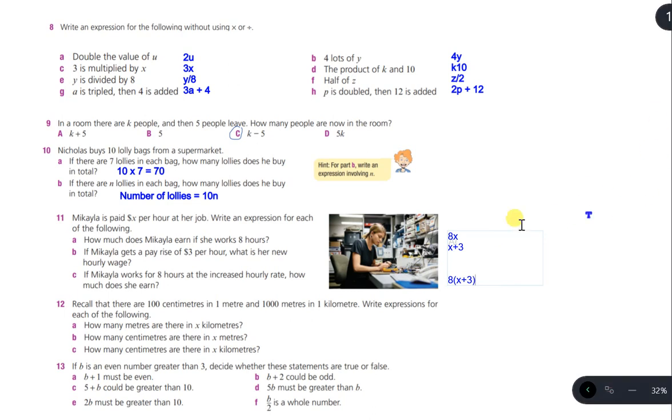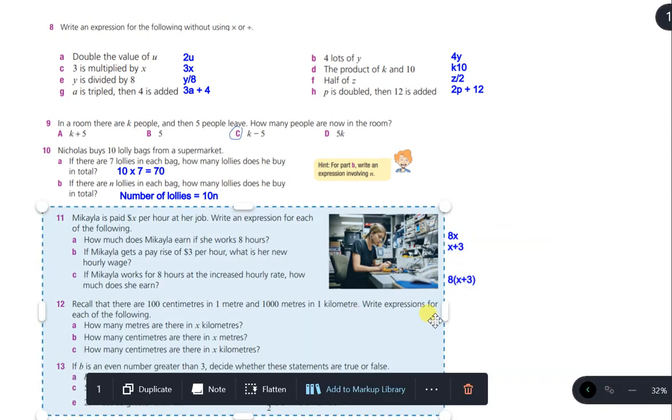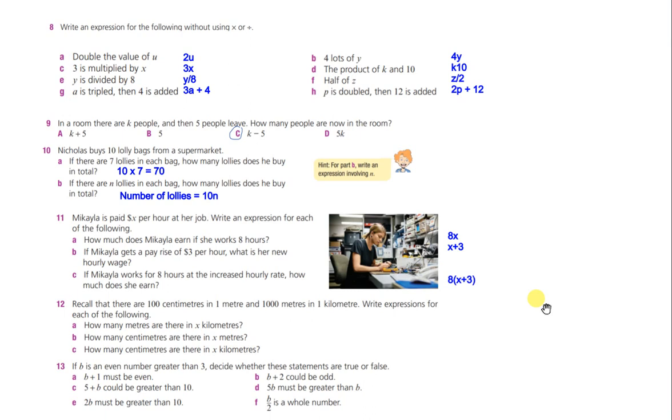So, now moving down to number 12. Recall that there are 100 centimeters in a meter and 1,000 meters in a kilometer. Write expressions for each of the following. So for 12a, how many meters are there in x kilometers? Well, we have to multiply it by 1,000, so it'll be 1,000x. How many centimeters are there in x meters? It'll be 100x. And for how many centimeters will there be in x kilometers? Well, it's going to be a lot. It's going to be 100 lots of 1,000. It's going to be 100,000 times x.